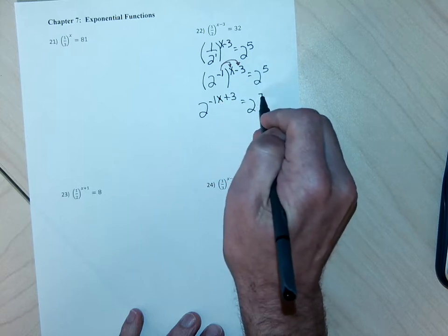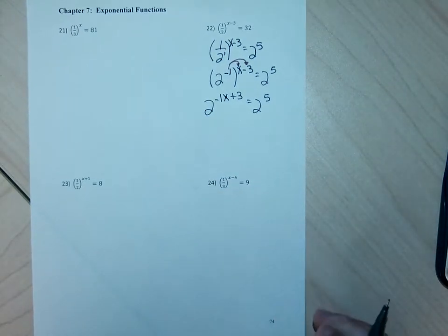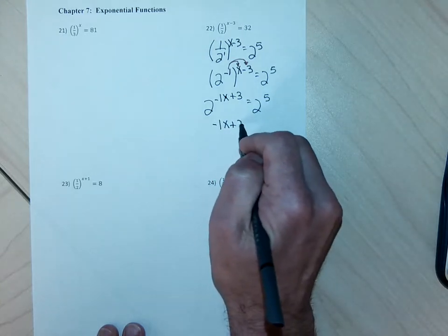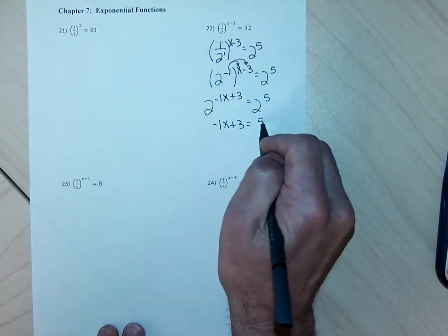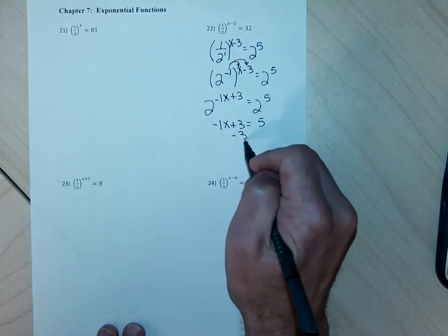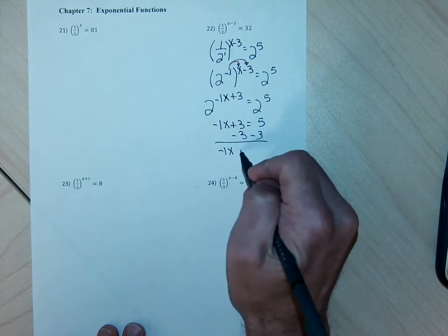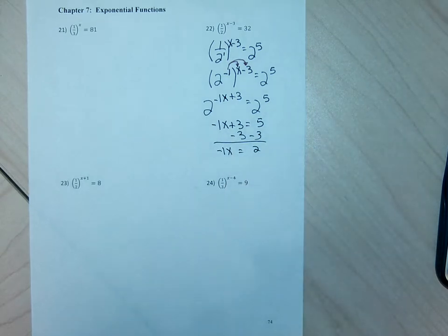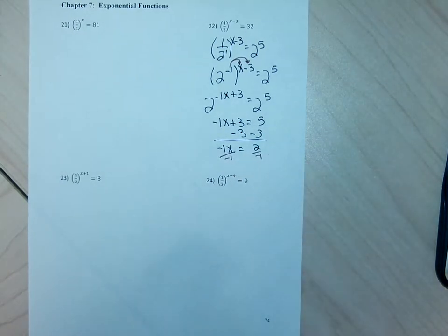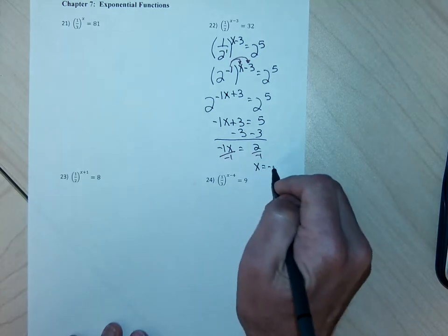Now I've gotten rid of the parentheses, I've gotten rid of the fractions, and both sides have the same base. Once I get that to be the case, I drop the bases and set the exponents equal to each other, and then do the algebra to isolate the x. Here I'm going to minus 3 from both sides, and that gives me minus 1x equals 2, and then divide by negative 1, and that gives me x equal to negative 2. Believe that's the answer.